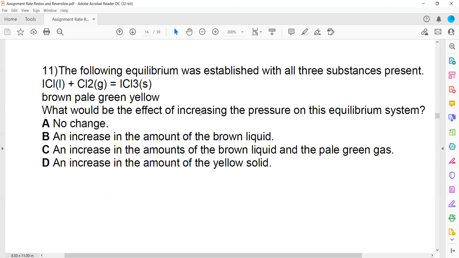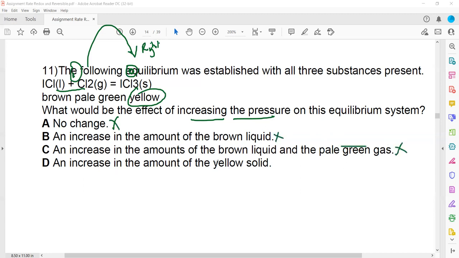What would be the effect of increasing the pressure? Increasing pressure shifts the equilibrium towards the side where the number of moles of gas is less. So on the reactant side we have 1 mole, but on the product side we don't have any moles, 0. So when we increase the pressure, the equilibrium will shift towards the right hand side. As a result, we'll observe a yellow solid forming. So no change is wrong. Increase in amount of brown liquid is also wrong. So we are left with only D as the right answer. Is it clear? Question 11.